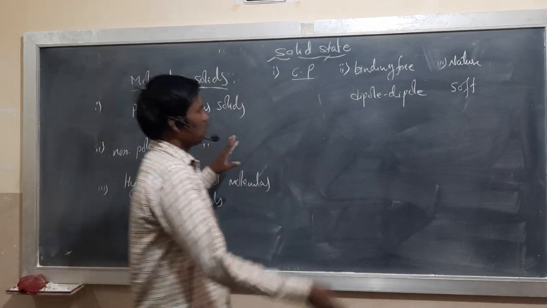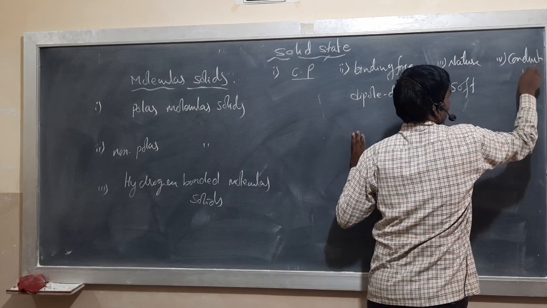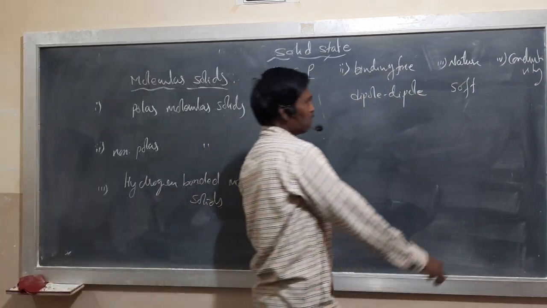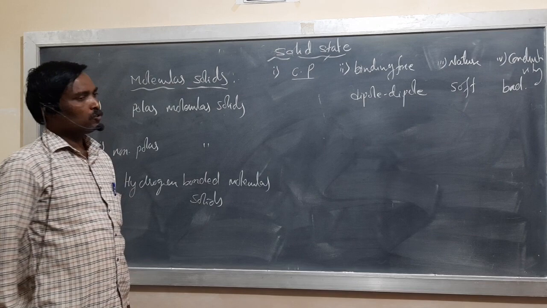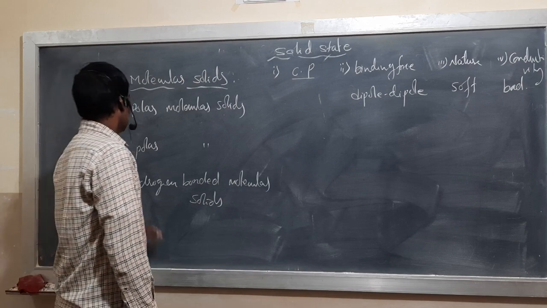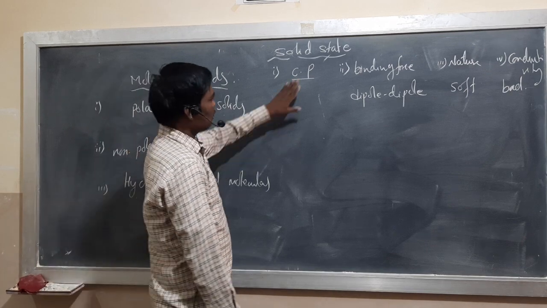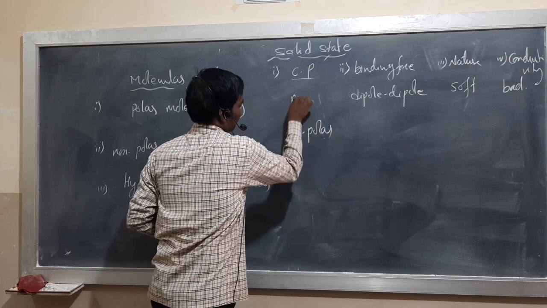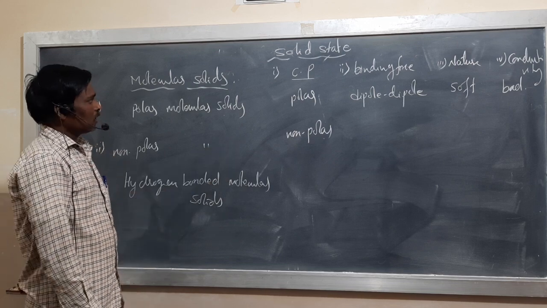And the last one is about the conductivity. The polar molecular solids are bad conductors of electricity because there are no free mobile electrons available in them. The next one is non-polar molecular solids. Here in non-polar molecular solids, the constituent particles are non-polar molecules. So first, polar molecules are the constituent particles, and second, non-polar molecules are the constituent particles.